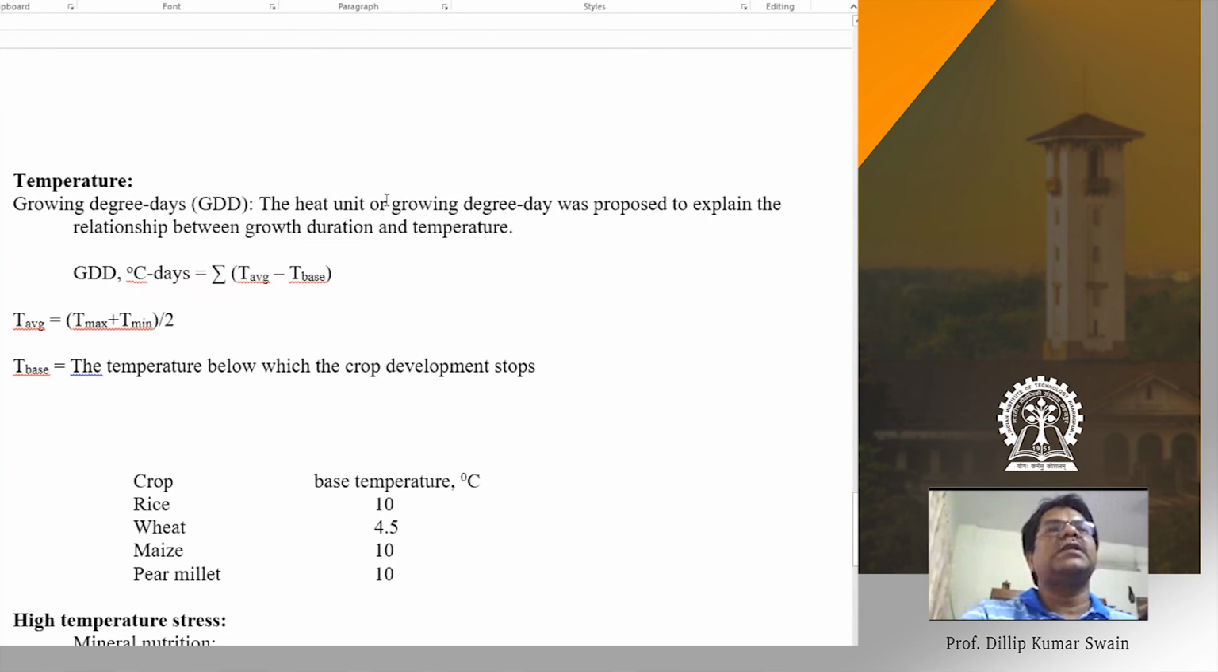Growing degree days, or heat units, were proposed to explain the relationship between growth duration and temperature. The growing degree days is the summation of T average minus T base. T average is the daily mean temperature, the maximum temperature plus the minimum temperature divided by 2, and T base is the base temperature for the crop, the temperature below which crop development stops.